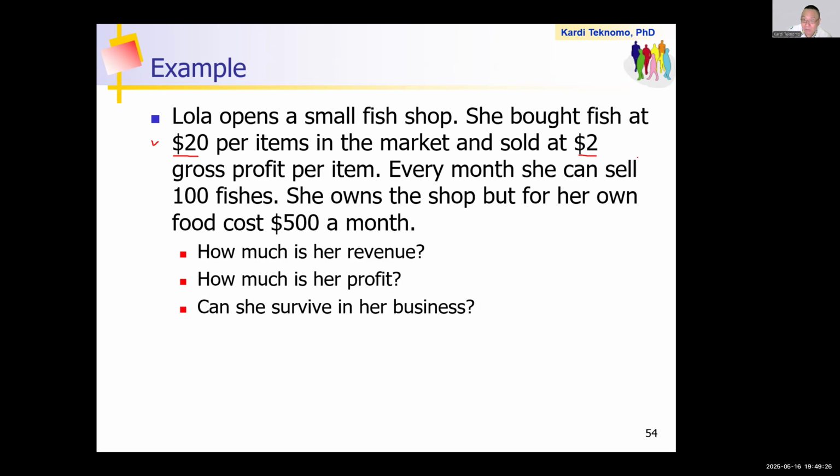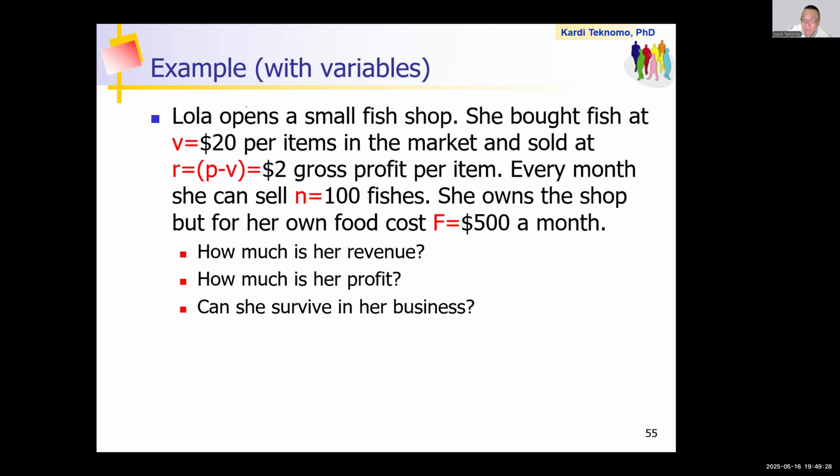Okay, I will put it in the variables so that you can get it. R is the same as P minus V. Is that okay? So every month she can sell N, 100 pieces, and then F is 500. Okay, with this I think you can do it.